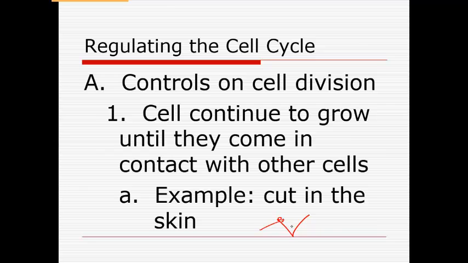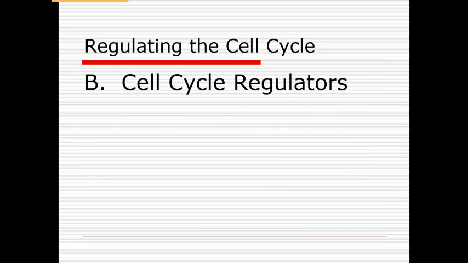The cells will continue to grow and divide, and grow and divide, and they're doing that on both sides until all of a sudden cells touch each other. Once cells touch each other, they're going to stop growing and you have fresh skin. So that would be one of the regulators.